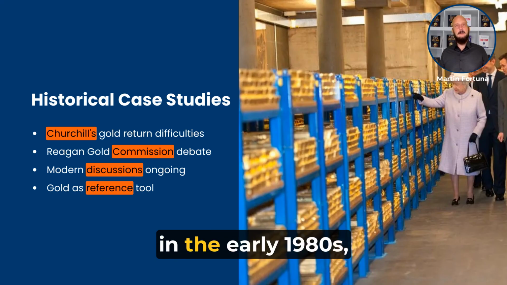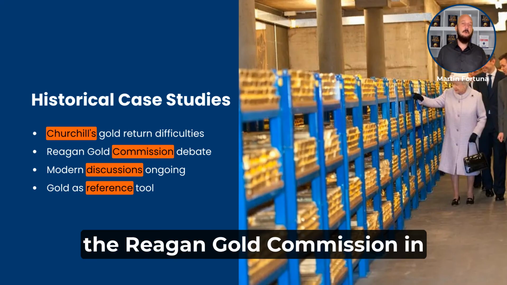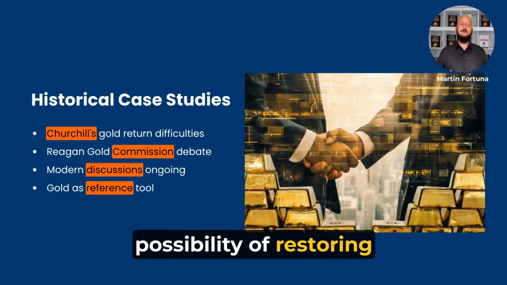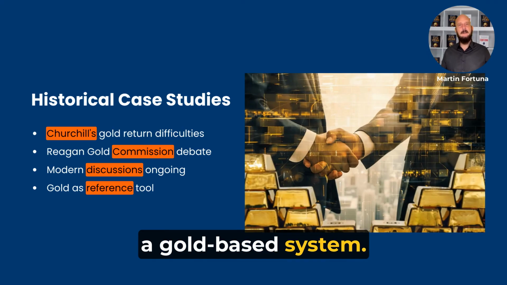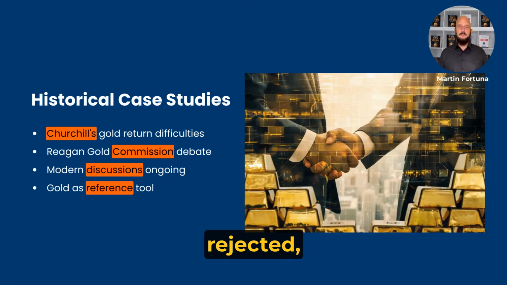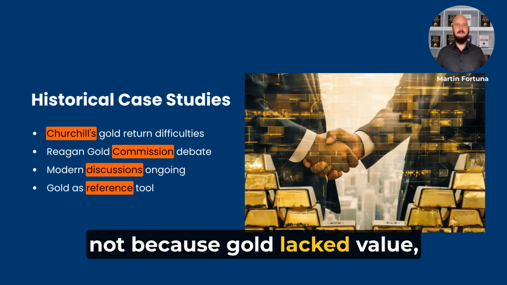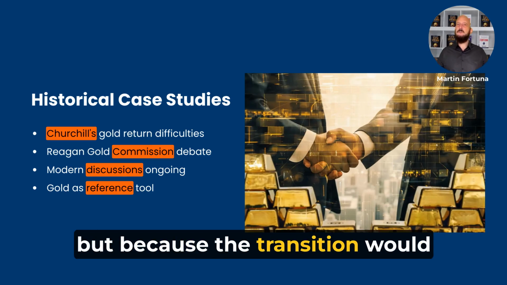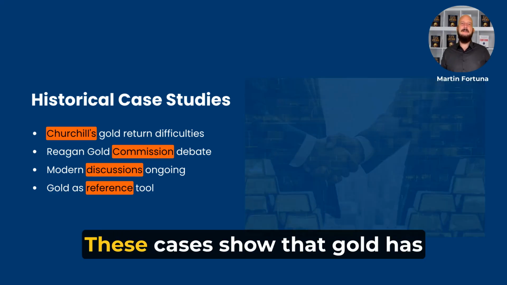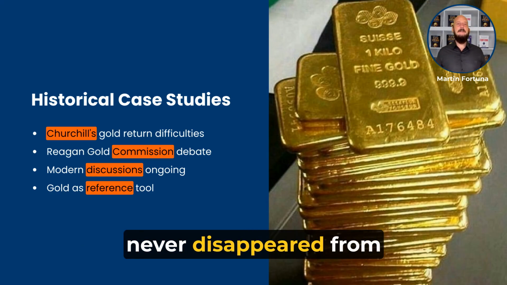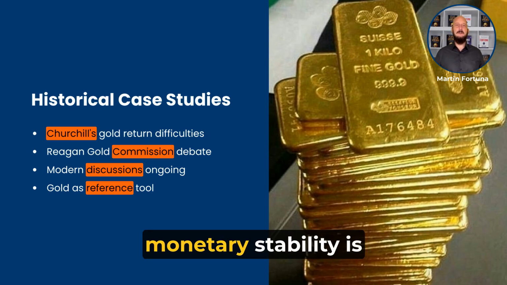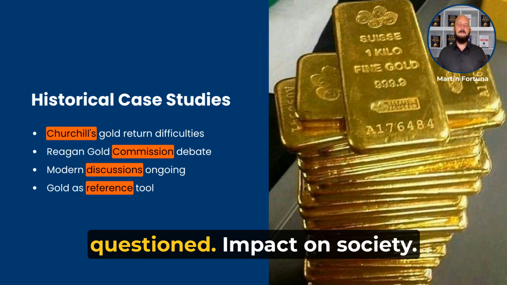Decades later, in the early 1980s, the Reagan Gold Commission in the United States explored the possibility of restoring a gold-based system. After extensive analysis, the proposal was ultimately rejected, not because gold lacked value, but because the transition would have been politically and economically difficult. These cases show that gold has never disappeared from the conversation. It continues to return whenever monetary stability is questioned.